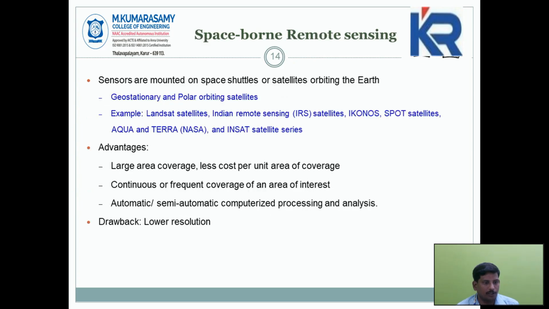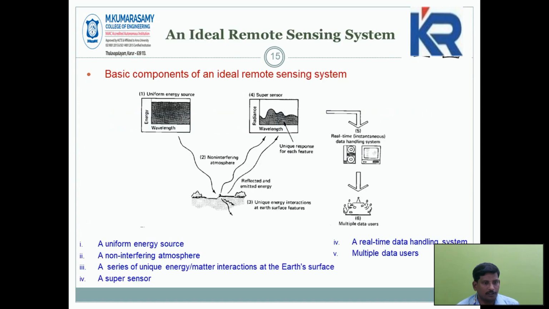Similarly, spaceborne platforms are geostationary and polar orbit. Geostationary means the satellite rotates with the earth, collecting data from around 35,000 km away from the earth's surface. Polar satellites rotate at 90 degrees to the earth's surface. So these are the basic components of ideal remote sensing.